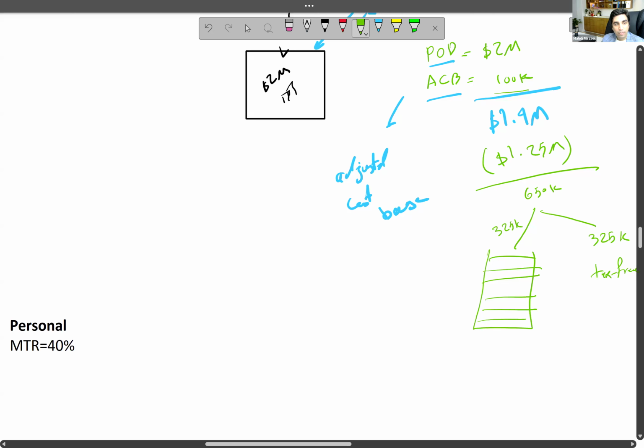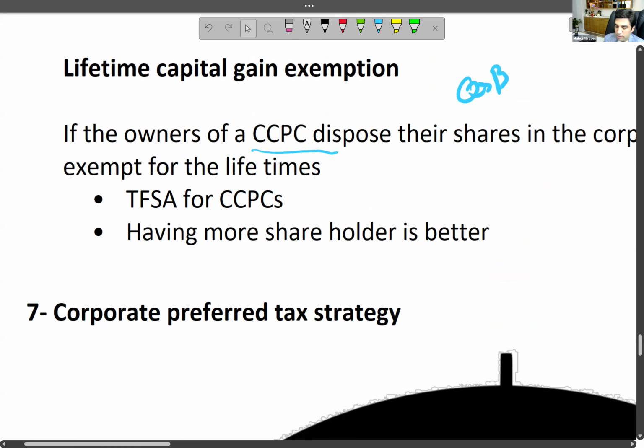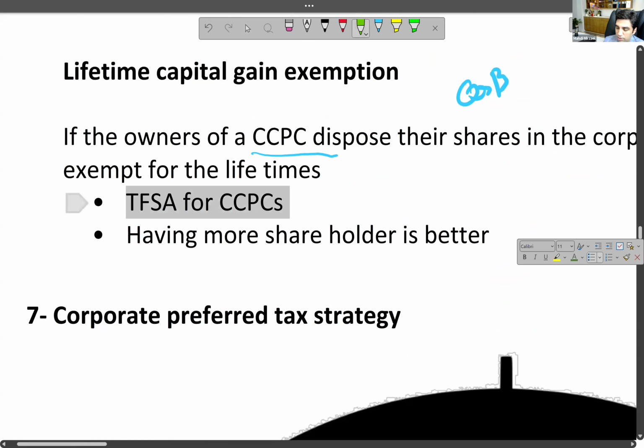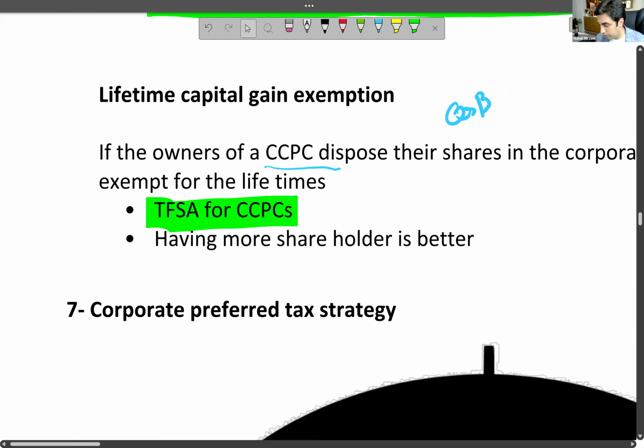Does that make sense? So it's good to build a business and build a corporation for yourself. Why? Because you can get this lifetime capital gain exemption. So it's like a TFSA for your own corporation. Because in the TFSA, if you put the money in, it's going to be tax-free. So in your case, if you own a corporation, the money that you put into that one, up to $1.25 million, is going to be tax-free. And okay, good.